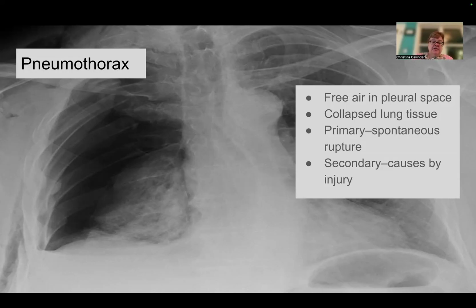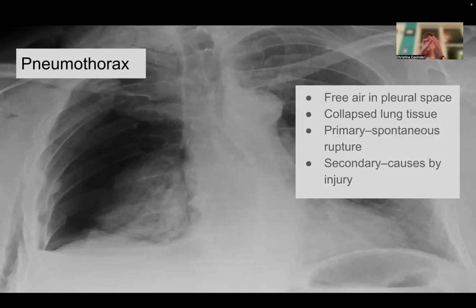So if you look at this X-ray, this is kind of a bad chronic lung X-ray here. You can see here this dark area here. And you can kind of see it makes a bubble around. That is free air sitting up on top of the lungs. It collapses the lung tissue down.